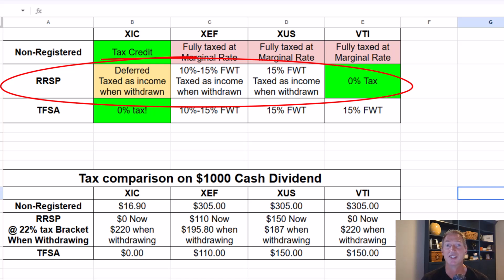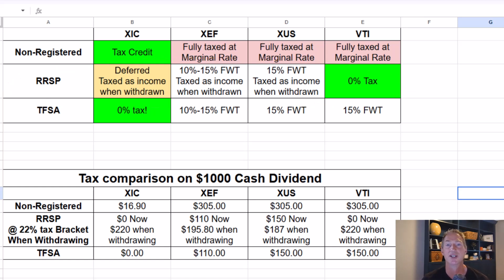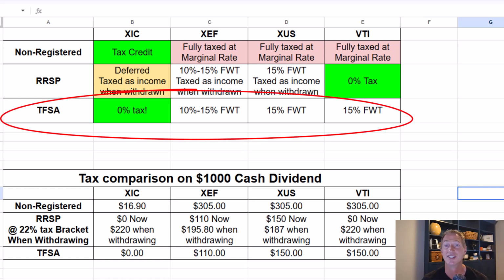And the big advantage there for the VTI, if you hold VTI in your RRSP, Canada has a treaty with the US, and that has 0% tax. And in your TFSA, XIC has 0 tax. That's wonderful. And the others are subject to the foreign withholding taxes.